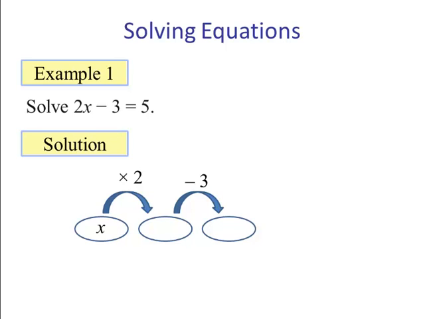Now, solving equations, we're going to follow the order of operation backwards. So the last thing that we did, minus 3, is going to be the first thing that we unravel. So the opposite of subtract 3 is to add 3. Then the next step is we have to undo the multiplying by 2, which is of course divide by 2. So when solving equations, we always want to follow the order of operation backwards and in reverse order.